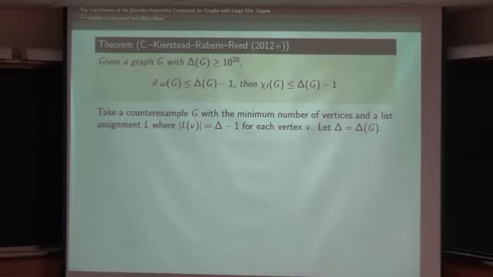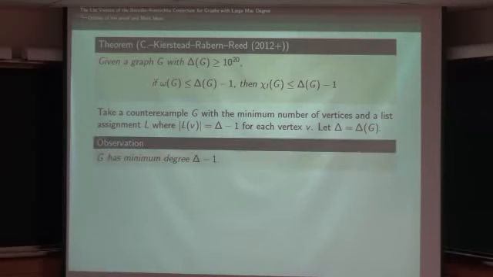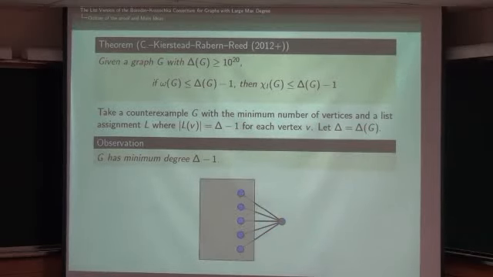But we first need an observation that G has minimum degree delta minus 1. Now this is a very simple observation, but this technique will be used over and over. So why does G have minimum degree delta minus 1? Because let's assume G has some vertex that has degree at most delta minus 2. Then we will remove that from the graph, and then we will apply induction.